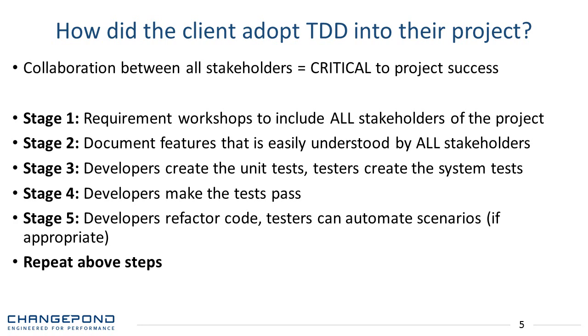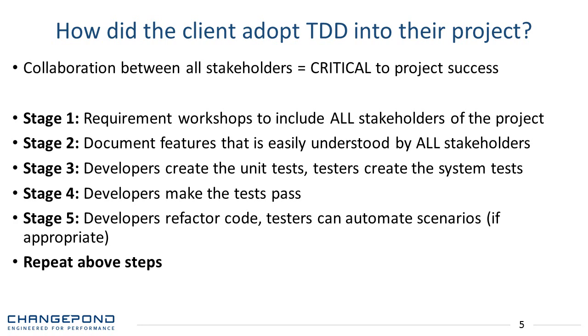To incorporate TDD into their Agile project with an emphasis on collaboration, we recommended that they follow a workflow as follows. In stage 1, requirement workshops should be organized as open discussions that include all stakeholders of the project, e.g. product owners, technical architects, business analysts, developers, and testers. In these workshops, stakeholders should be encouraged to ask questions to uncover all use cases and scenarios for each system feature.